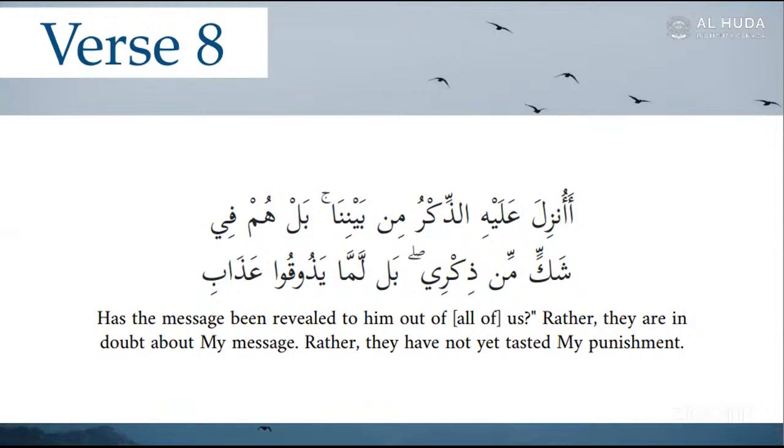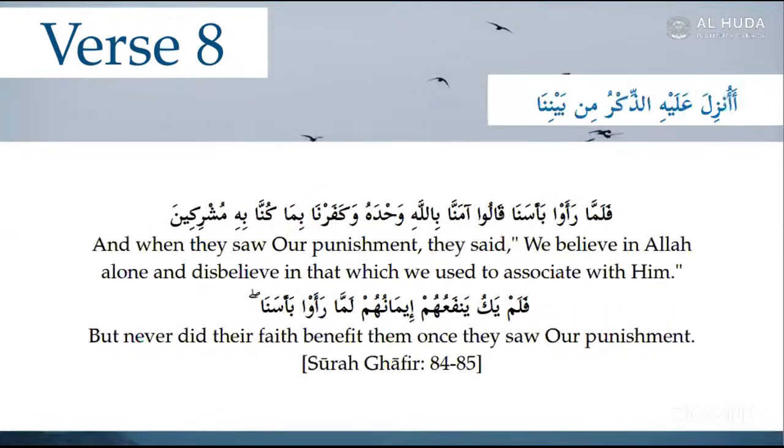Soon they will taste this punishment. And if they had tasted the punishment, they would not have disbelieved this way. But when they do taste this punishment, they will try to believe, but it will be of no benefit then. In Surah Ghafir, verses 84 and 85, we learn, فَلَمَّا رَأَوْا بَأْسَنَا قَالُوا آمَنَّا بِاللَّهِ وَحْدَهُ وَكَفَرْنَا بِمَا كُنَّا بِهِ مُشْرِكِينَ، فَلَمْ يَكُ يَنْفَعُهُمْ إِيمَانُهُمْ لَمَّا رَأَوْا بَأْسَنَا.